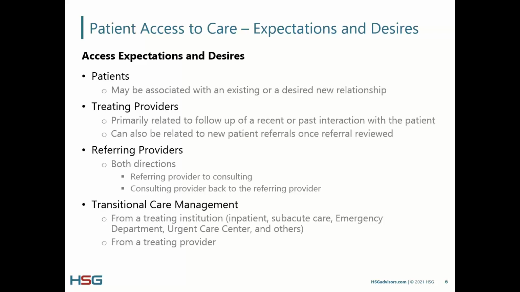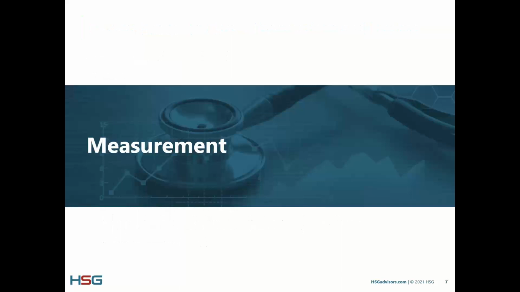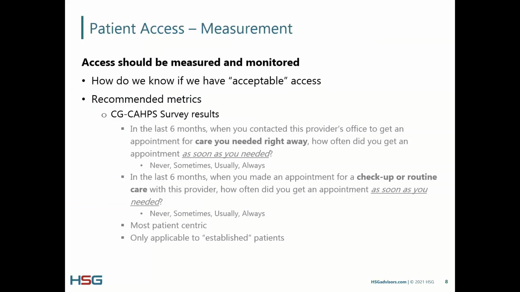So how do we know if we have adequate patient access to care? And the old axiom, you don't know if you don't measure it, comes into being. And so there are a number of recommended metrics that could apply to at least get an idea if you have acceptable access. Keeping in mind that regardless of what we measure, for any individual patient circumstance at any given time, it's meeting that expectation on the part of either the patient or the provider that's looking for the care delivery.